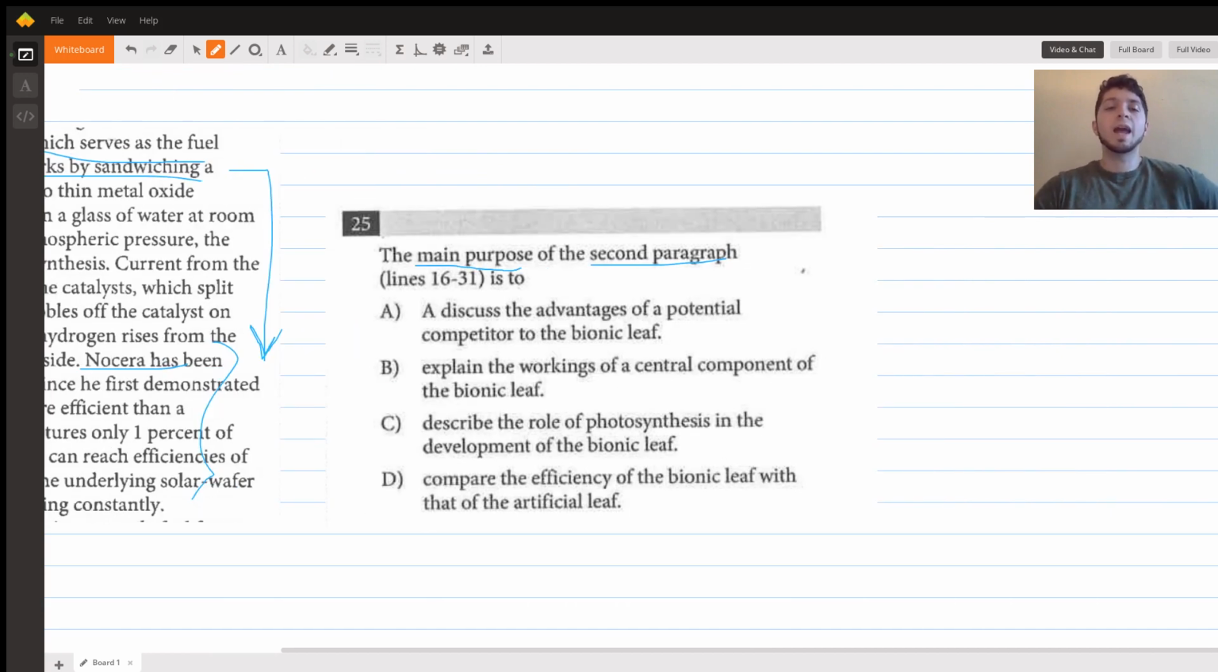So answer choice A says that the main purpose is to discuss the advantages of a potential competitor to the bionic leaf.